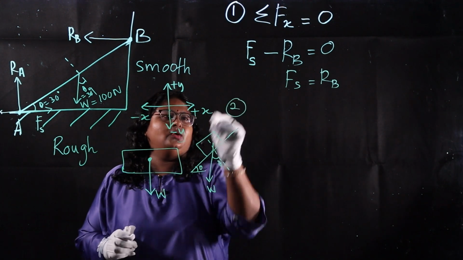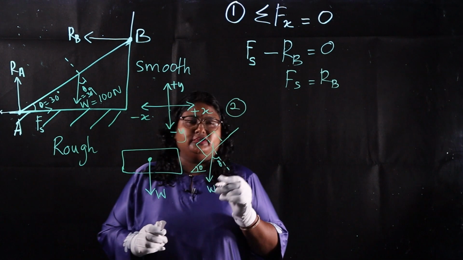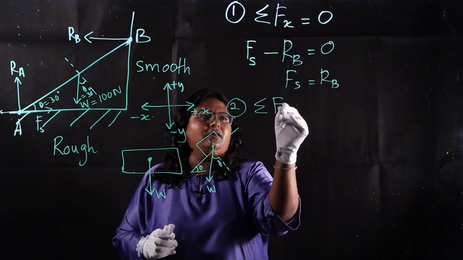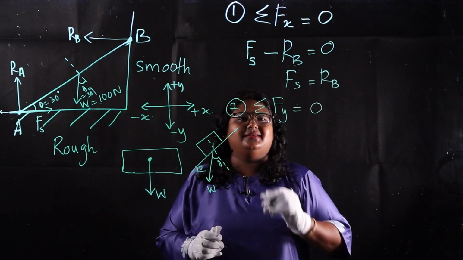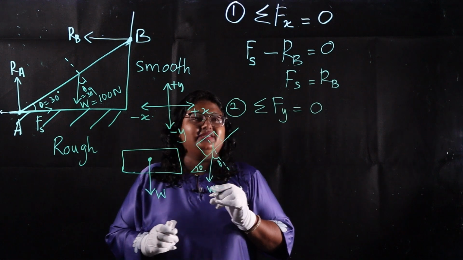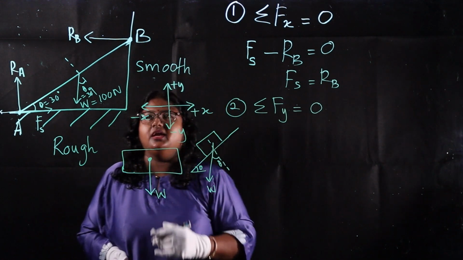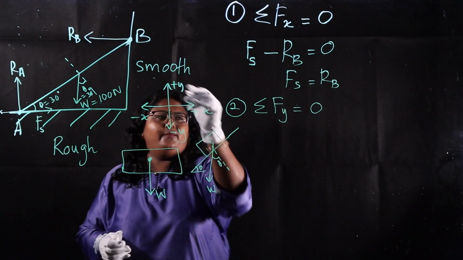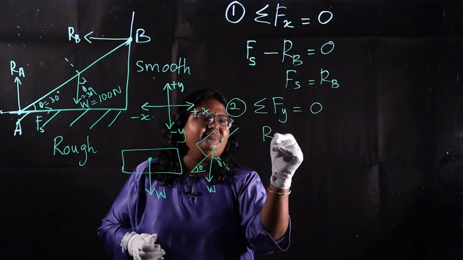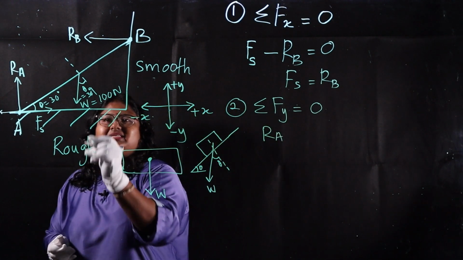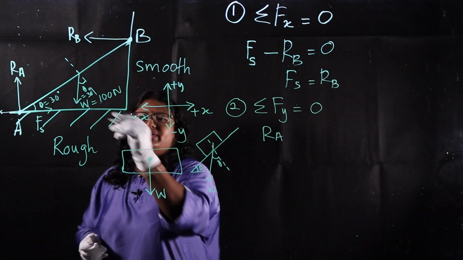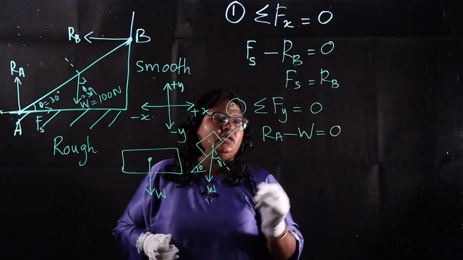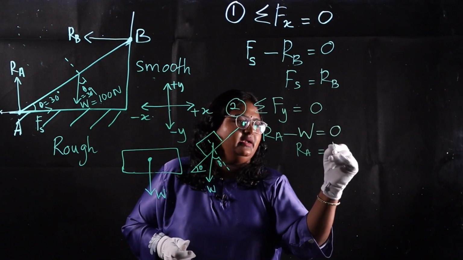The second one is the vertical force. The sum of the vertical forces, the sum of Fy, equals 0. That is the second condition. Let's see what the vertical forces are. Vertical means y. The first force is Ra. Ra is going upward, so positive Ra. The second one is W, the weight, going downward. Downward is negative, equals 0. So Ra equals W.